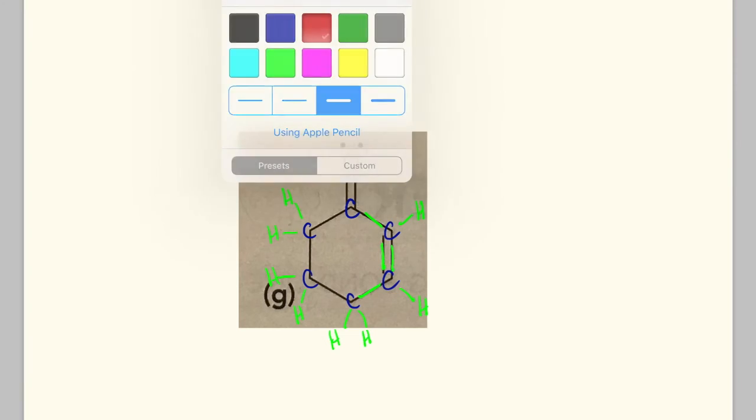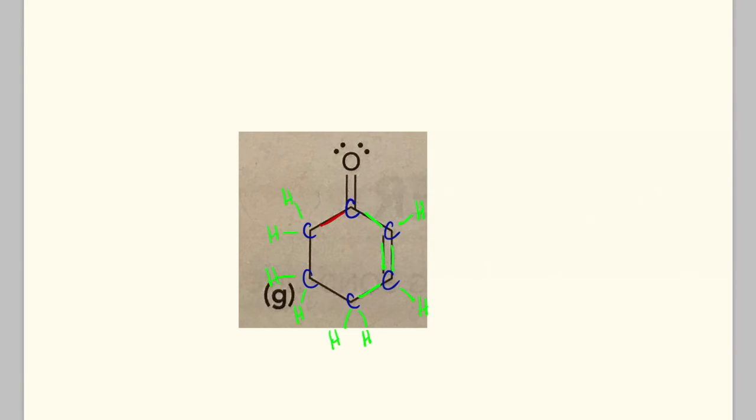Now if you look at the carbon atom on the top, this carbon atom has 1 bond, 2 bonds, 3 bonds, 4 bonds. We always count double bonds as 2, right? So this has 4 bonds. It has an octet. It's not missing any bonds to hydrogen.